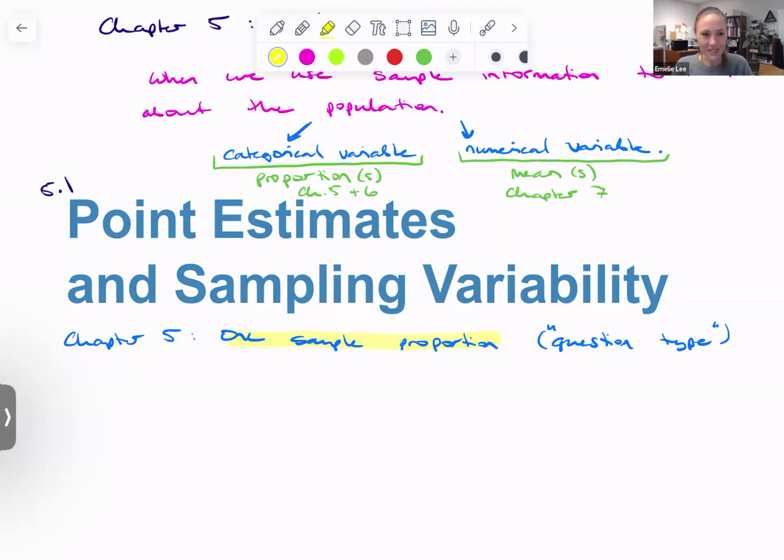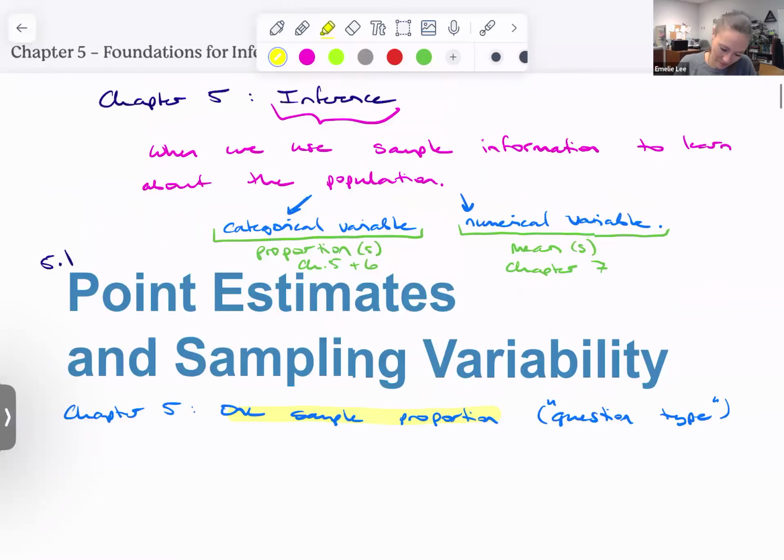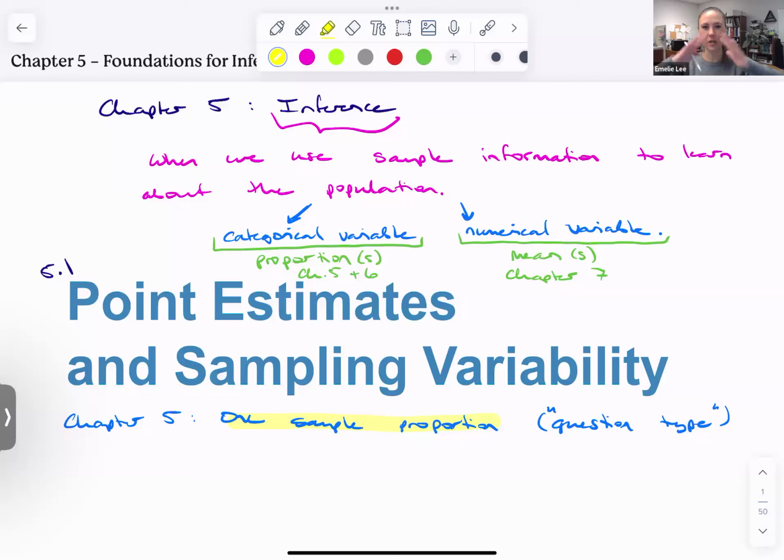Okay. So, let's see here. That's kind of an overview. Chapter 5, we're going to focus on introducing all these concepts. And then in chapter 6, we introduce one proportion, and then we move on to 2 proportions, and then 3 or more proportions. And then we move into chapter 7 and we start with 1 mean, 2 means, and then 3 or more means, if we have time. Usually we run out of time, so that's why I say if we have time.